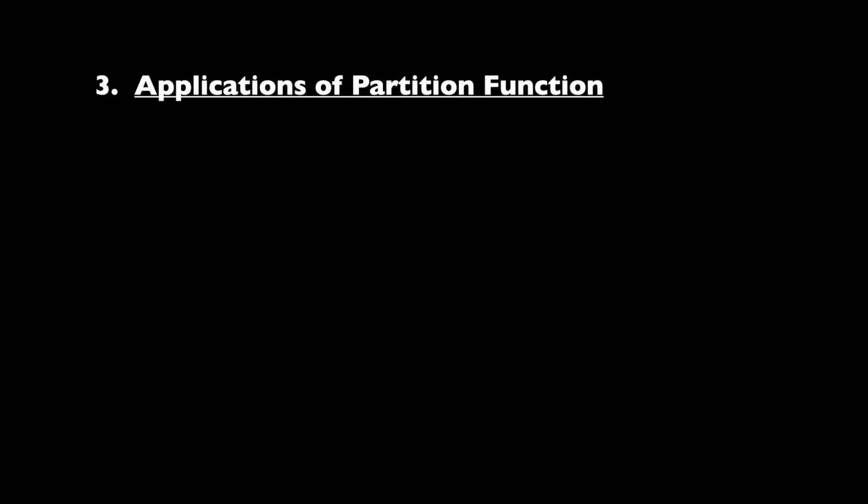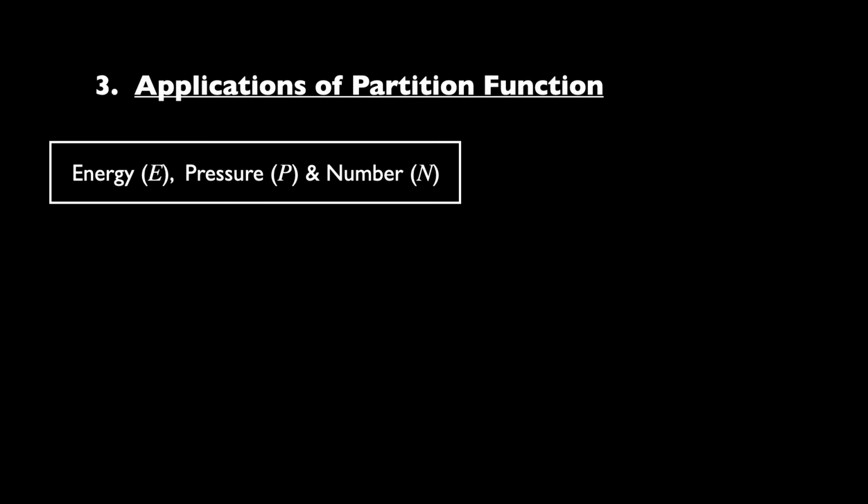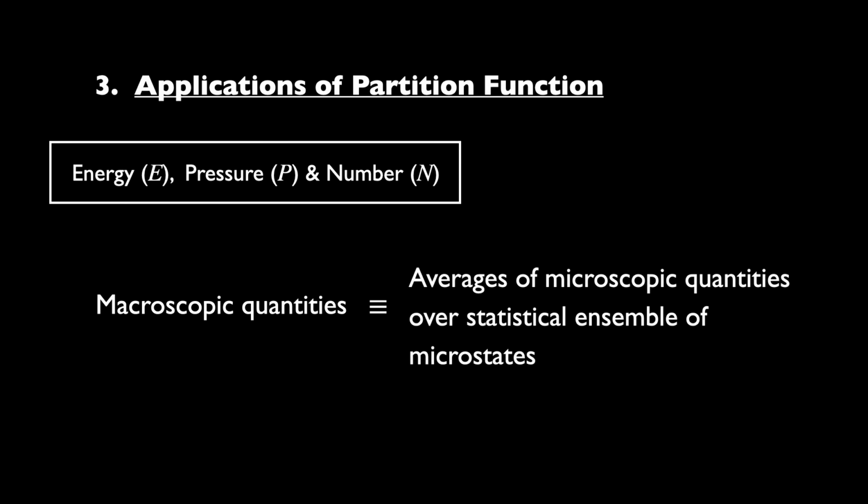Now let's look at some applications of the partition function. We will be calculating the energy, pressure, and the particle number of a macroscopic system that is under thermal equilibrium. This is done by identifying these macroscopic quantities as averages of the corresponding microscopic quantities over the relevant statistical ensemble. The statistical fluctuations about these averages can similarly be calculated.